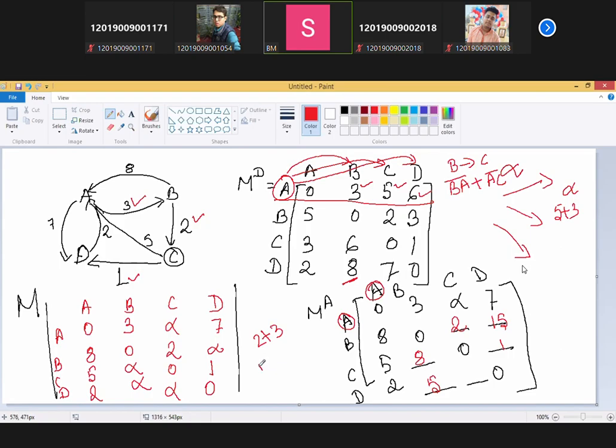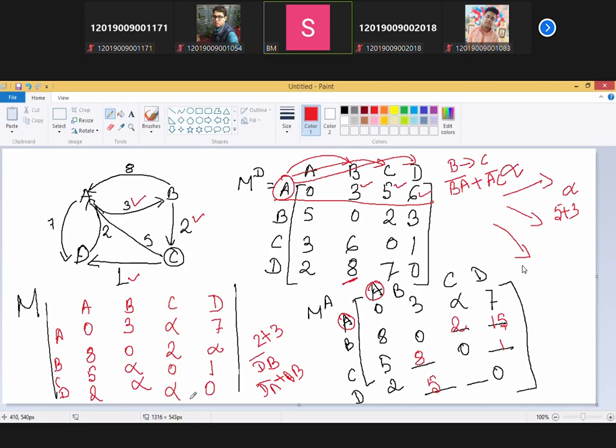I need to calculate D to B. Yes, I am calculating here D to B, which is here infinity. So I need to take it as D to A, which is 2, and then A to B, which is 3. So 2 plus 3, 5. As compared to infinity, this becomes 5. Yeah, ma'am, I did wrong. Exactly, it will be 8. This happens when we do this problem manually.